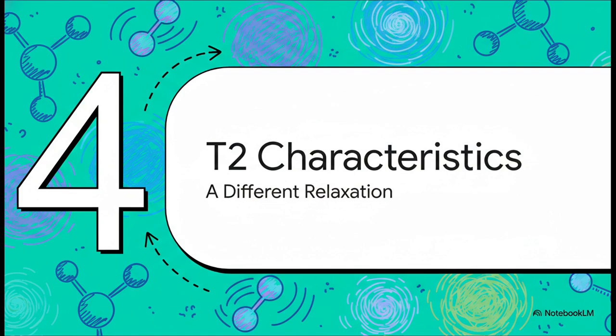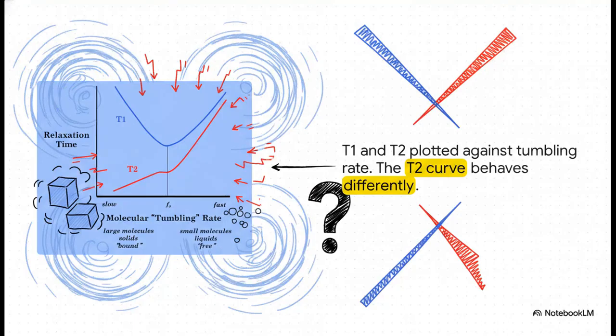We can use the exact same principles of molecular motion, but we're going to see they lead to a totally different result for T2 relaxation. Whoa. Okay, look at this. The second you see this graph, you know something's different. That blue T1 curve has that classic U shape we've been talking about, but the red T2 curve, it just keeps going down. As molecules get slower and slower, T2 just gets shorter and shorter. There's no sweet spot. So, what's going on here?